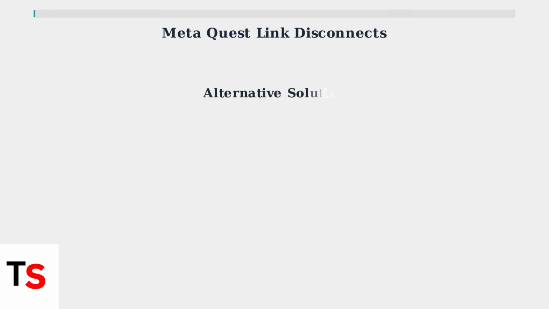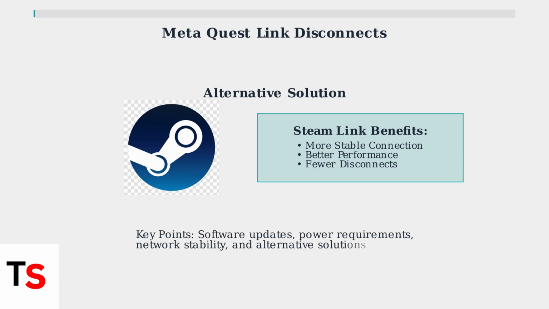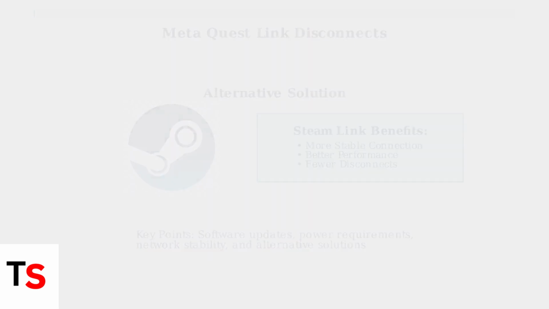Many users have found Steam Link to be a more stable alternative to Meta's official Link software. Steam Link often provides better performance and fewer disconnection issues. Understanding these common causes and requirements is the first step in resolving Meta Quest Link disconnection issues. The next section will cover specific troubleshooting steps and practical fixes.